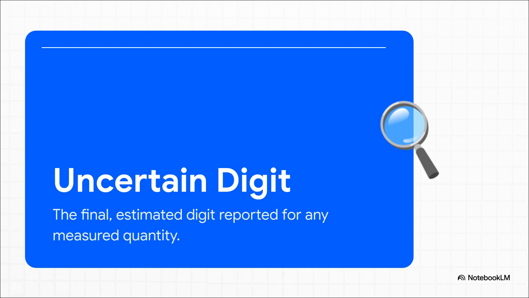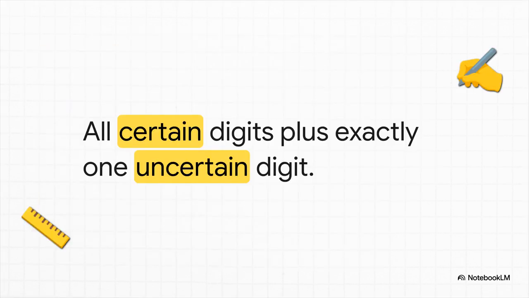In English, we explicitly call this final estimated number the uncertain digit. It's a really critical piece of vocabulary because it tells anyone reading your data exactly where the physical limits of your equipment are. To neatly package all this up, we use the phrase significant figures. When we talk about significant figures, we mean all the digits we know for absolutely certain, plus exactly one uncertain digit. Combining those gives us a perfectly honest representation of how much certainty we had during our measurement process.